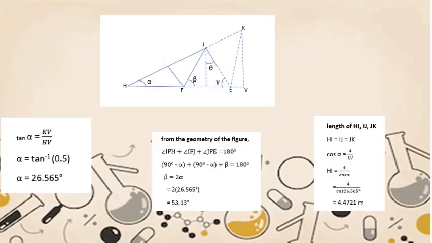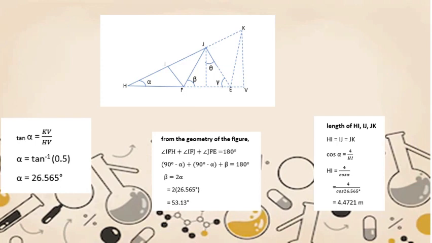We need to find the angle of KHP triangle by using the trigonometric equation. Tangent alpha equal to KB over HB, and the alpha that we obtain is 26.565 degree.